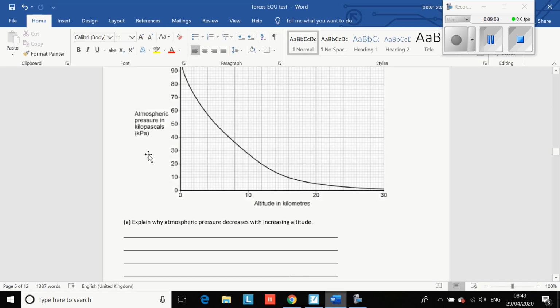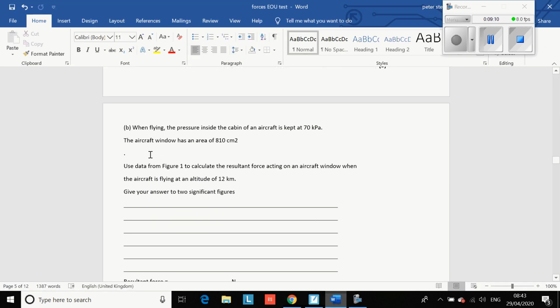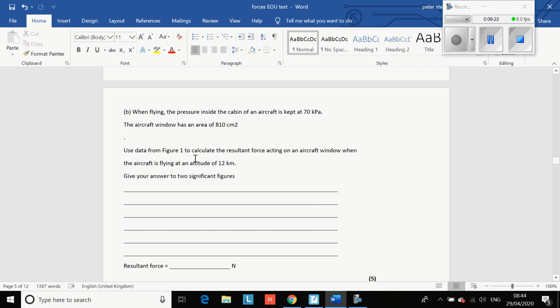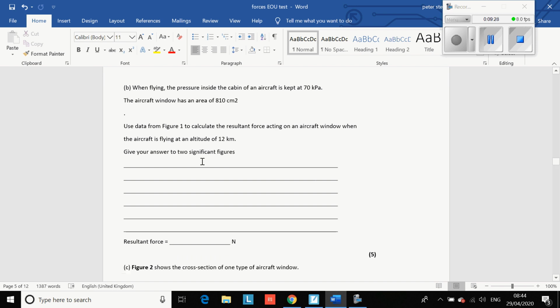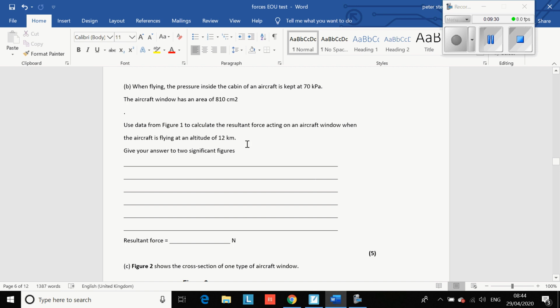Now, question B. When flying, the pressure inside the cabin of an aircraft is kept at 70 kilopascals, so 70,000 pascals. The aircraft window has an area of 810 centimeters squared. Use data from figure 1 to calculate the resultant force acting on the aircraft window when the aircraft is flying at an altitude of 12 kilometers. Give your answer to 2 significant figures.